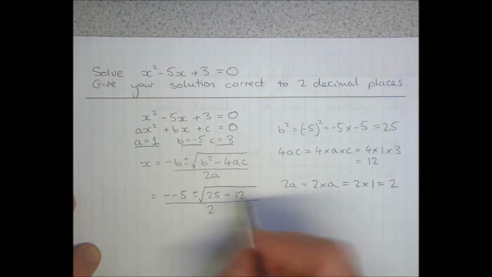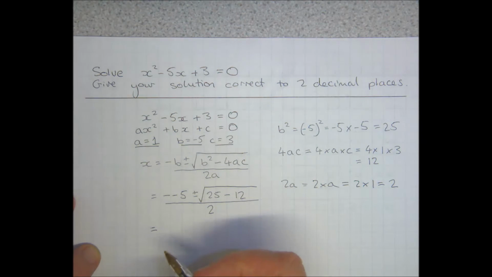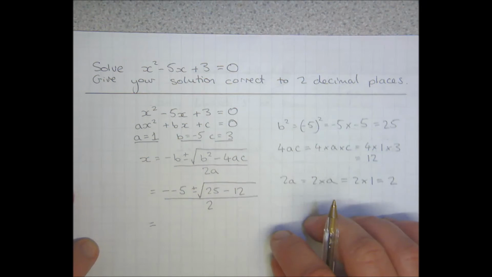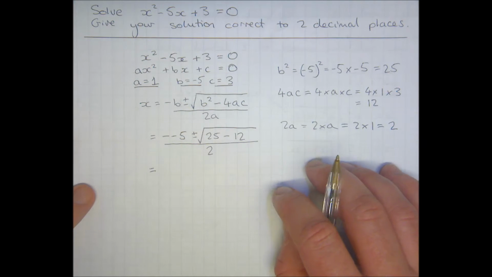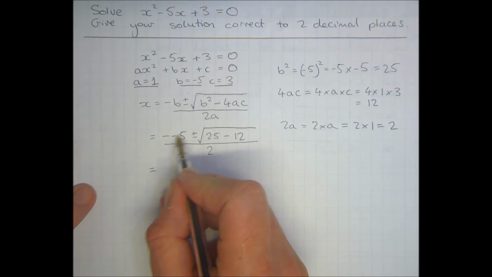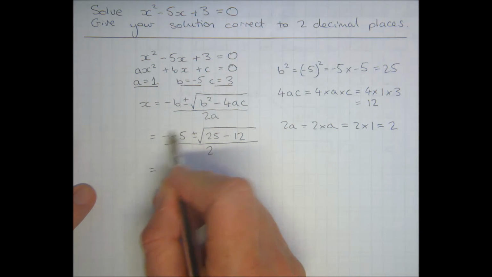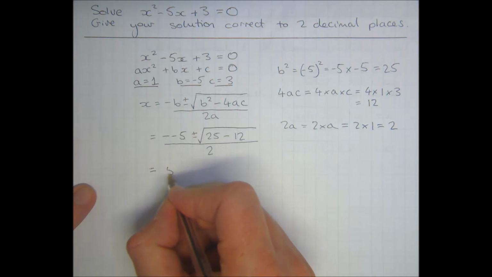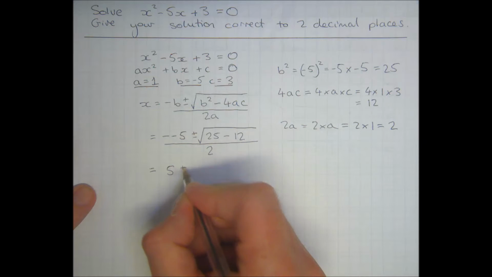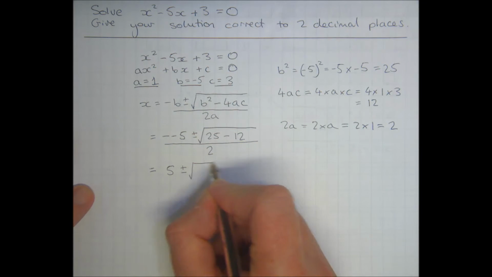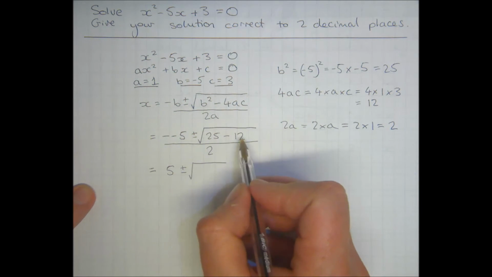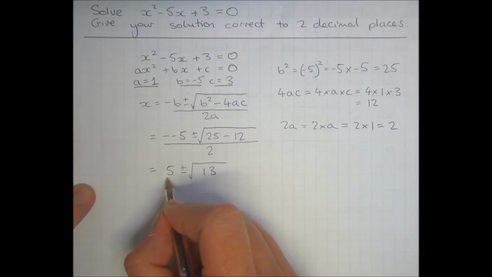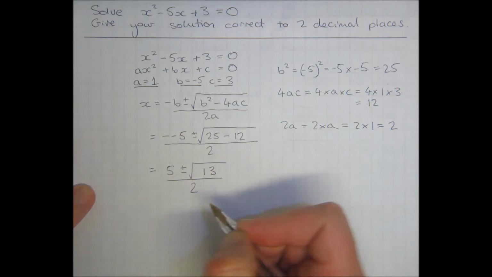Okay, so let's try and simplify that a little bit. You can more or less forget about these now, because this is what we're concentrating on down here. Minus minus 5 means positive 5. Two negatives make a positive, so I don't need to put those negatives in at all. So I'm just going to put 5 there, plus or the minus symbol, square root sign. Now 25 take away 12, I know is 13, so I'm going to put 13 in there. And we're going to divide that by 2.